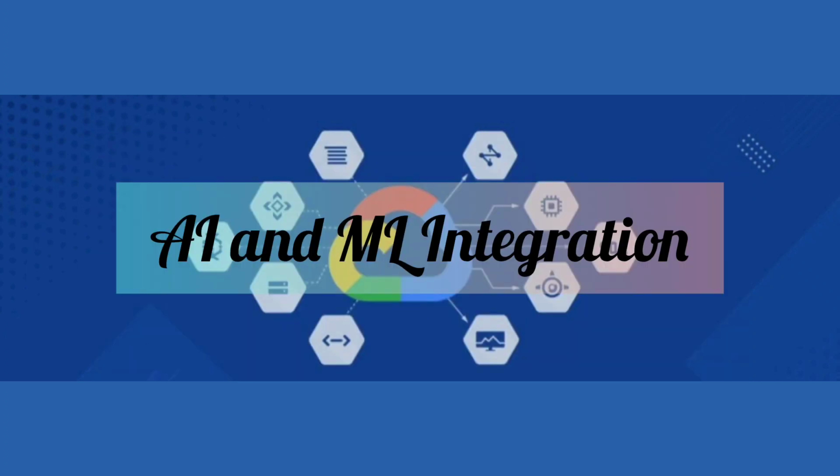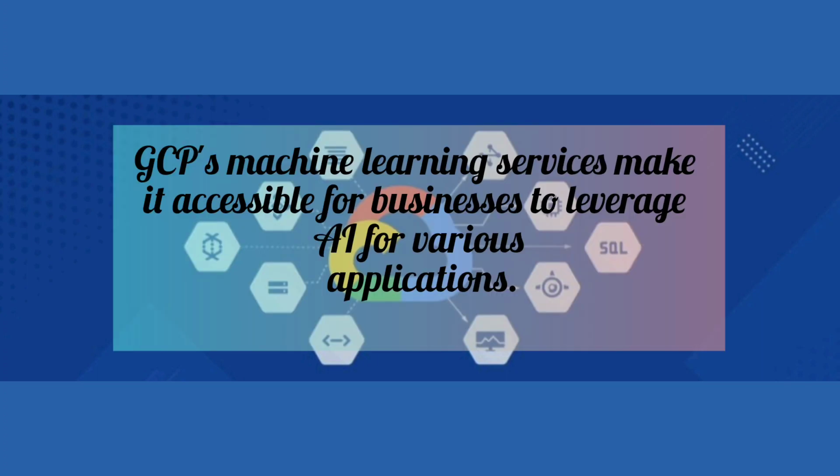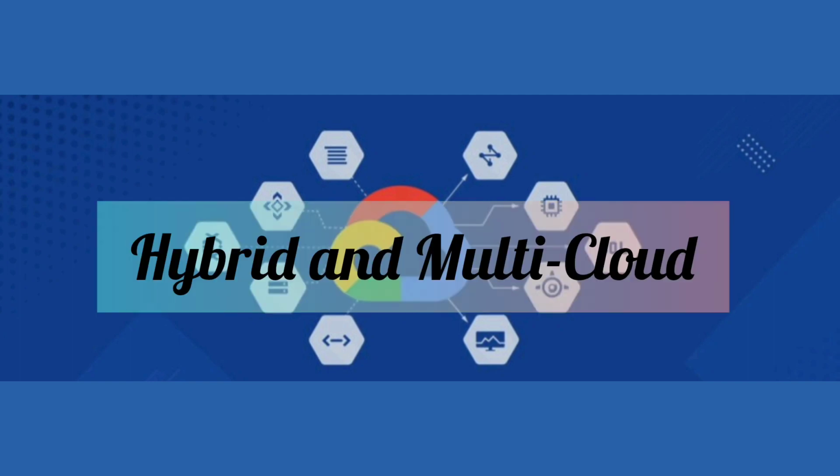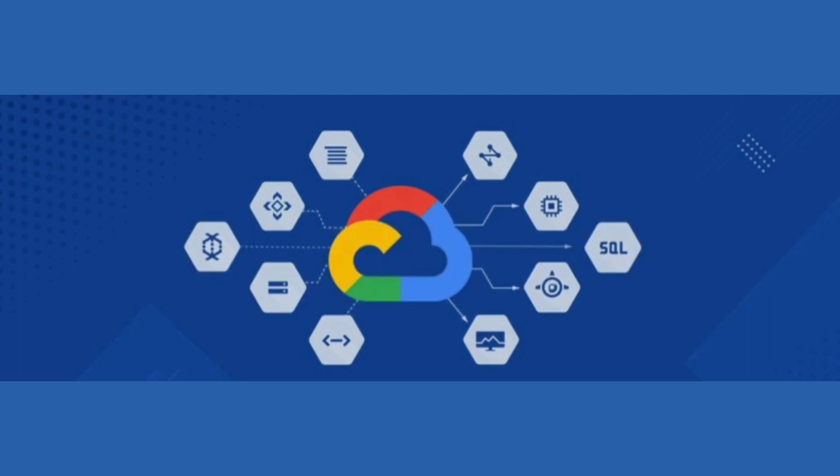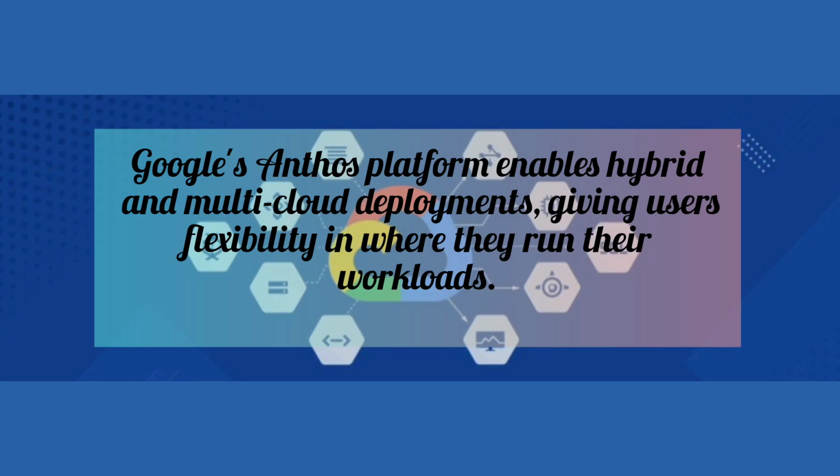AI and ML integration. GCP's machine learning services make it accessible for businesses to leverage AI for various applications. Hybrid and multi-cloud. Google's Anthos platform enables hybrid and multi-cloud deployments, giving users flexibility in where they run their workloads.